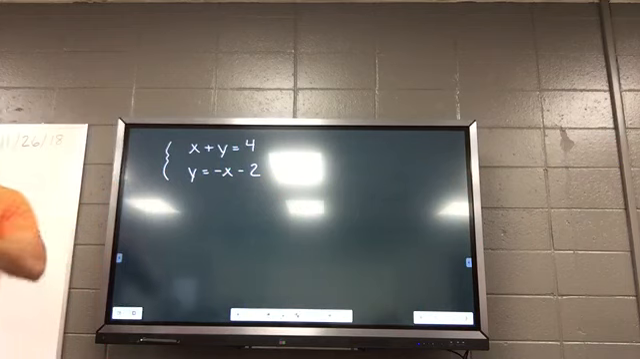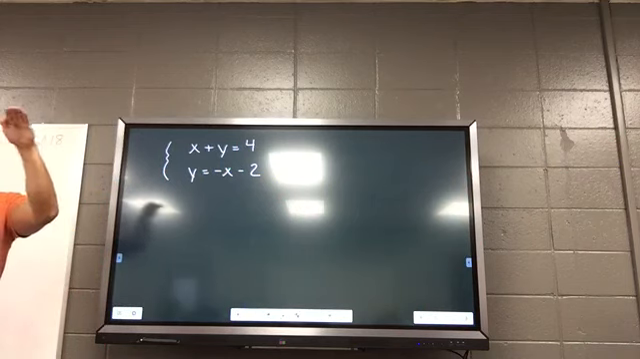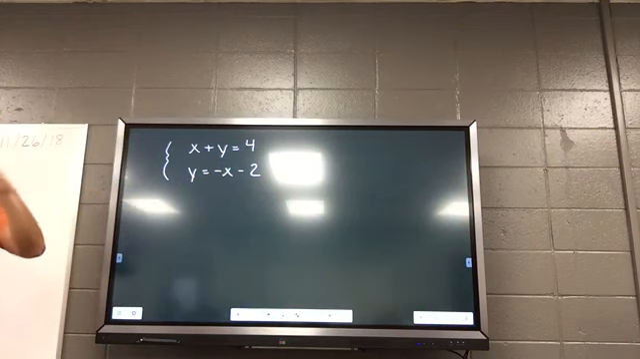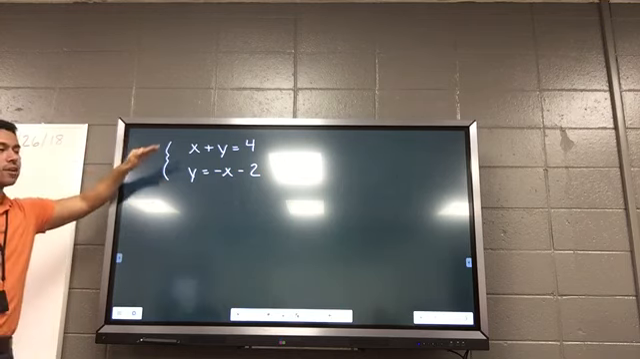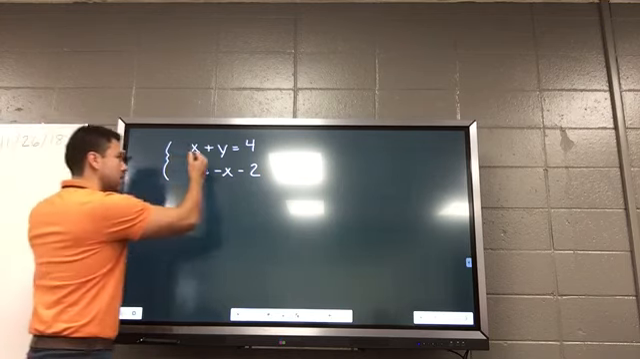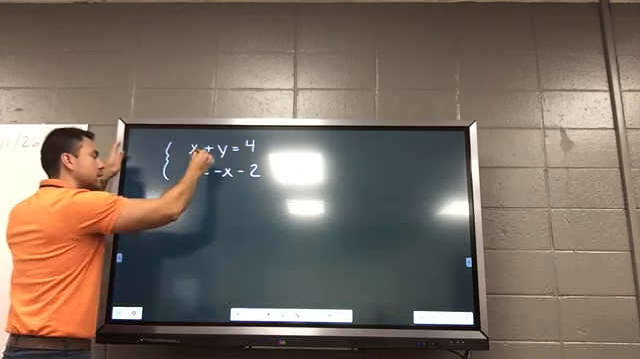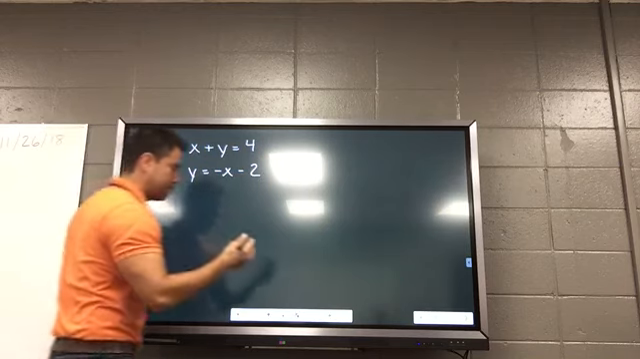What's the first equation in, by the way? What form is the first one in? Standard. What's the second one in? Slope-intercept. So if you want to keep them like that, great. If not, you could change that to slope-intercept as well. And then you can graph that one, I hope.